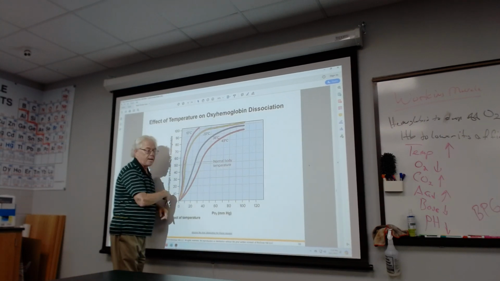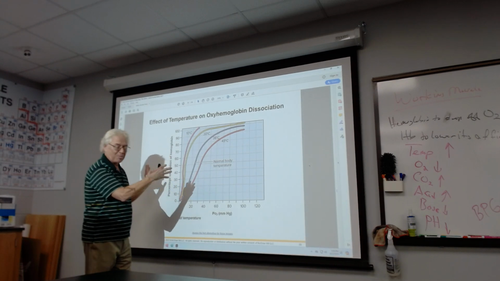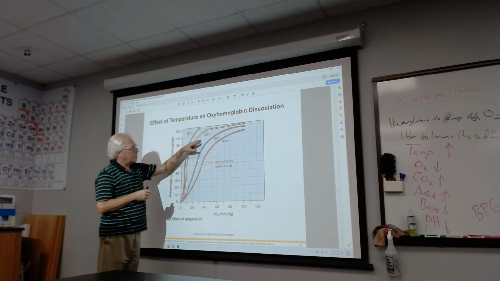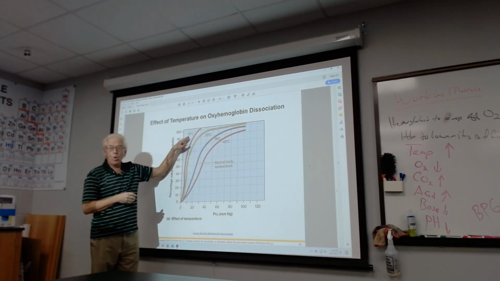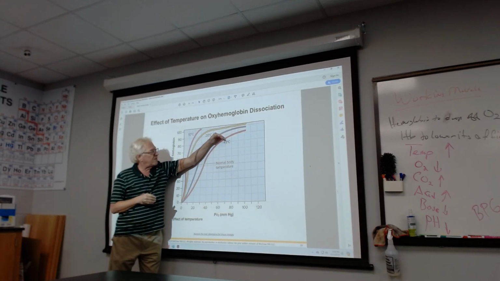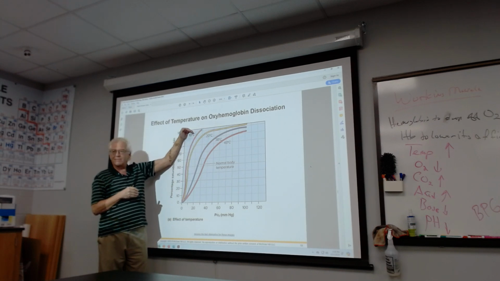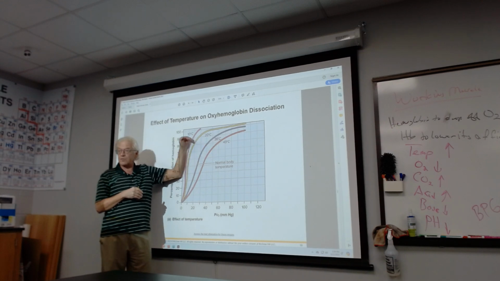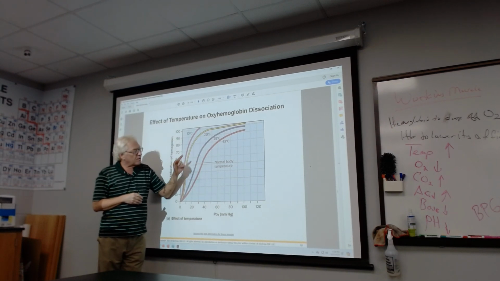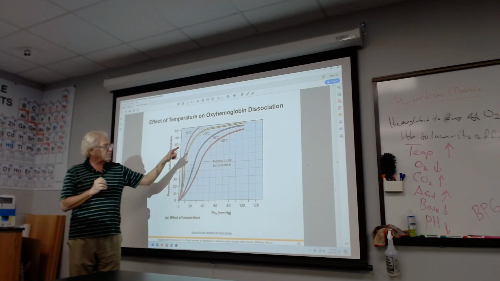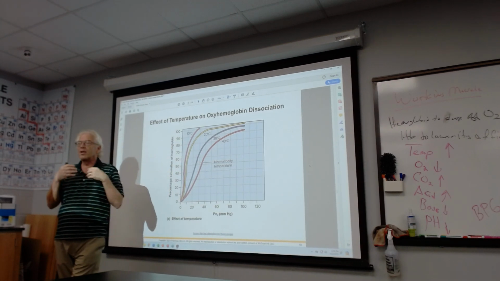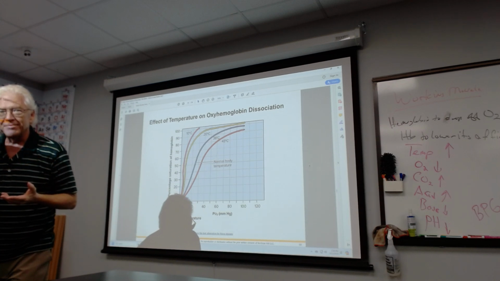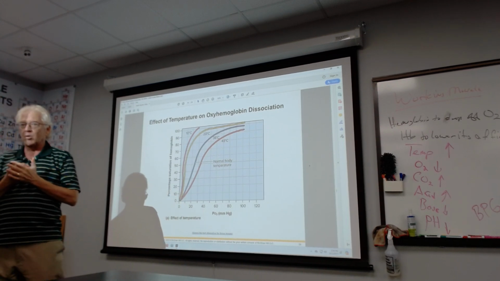Left, right? This is not a patient looking at it. This is a piece of paper you're looking at. So as we shift towards the right, notice we're getting colder. And what is this sigmoid curve doing? Just shifting. It's not getting taller. It's not getting shorter. It's literally shifting over. What does this mean? That the colder you are, the less oxygen jumps off the hemoglobin. It stays on the hemoglobin.